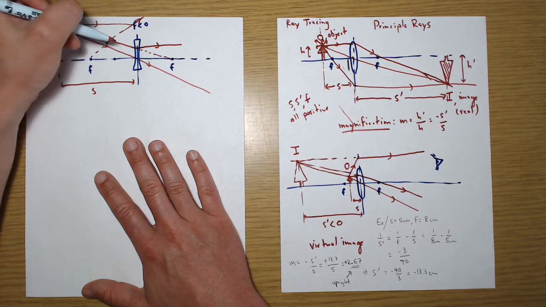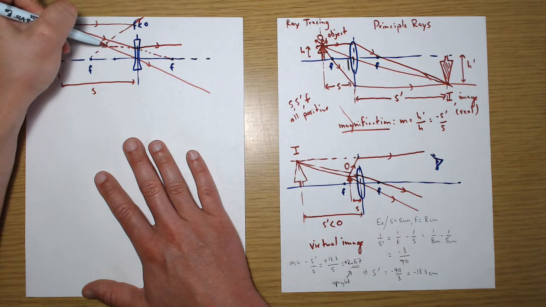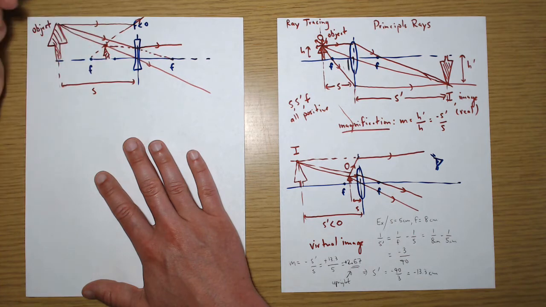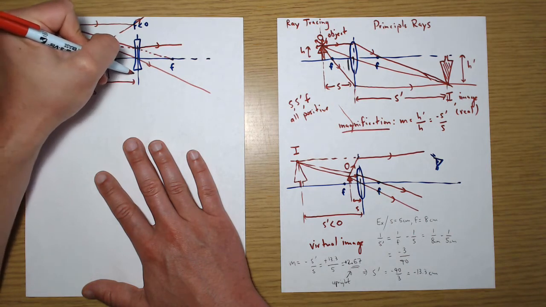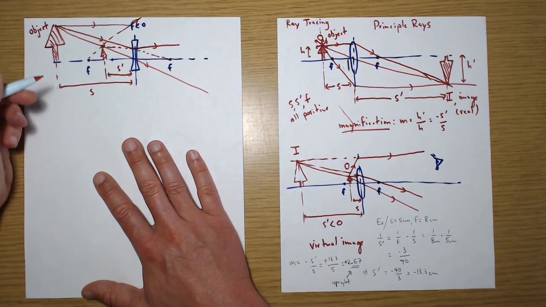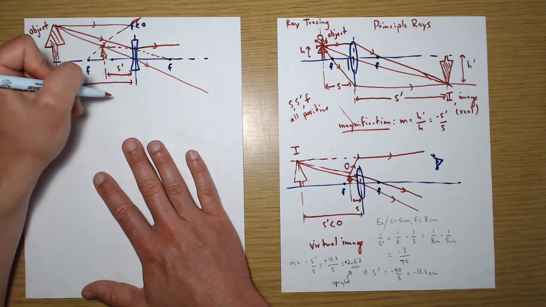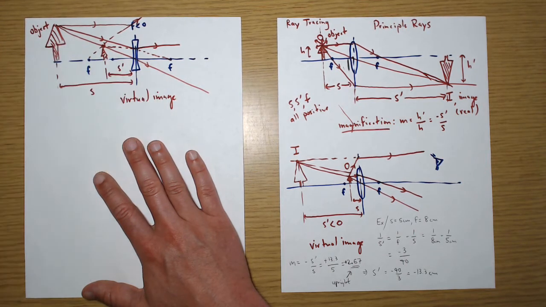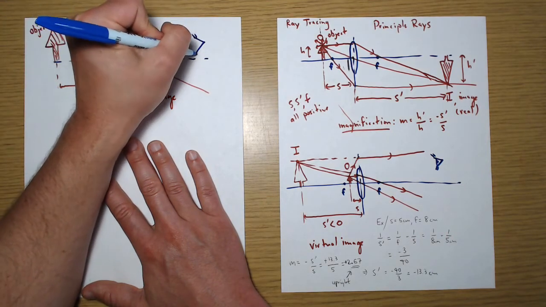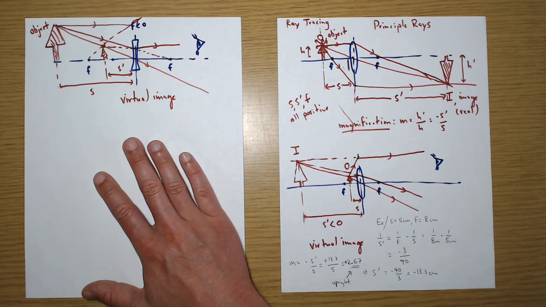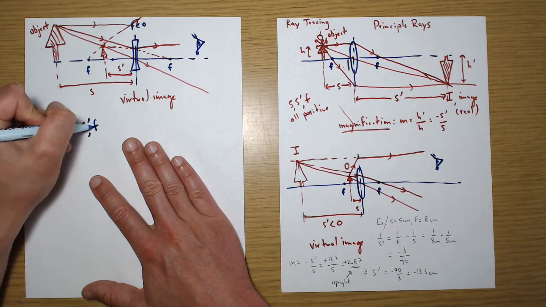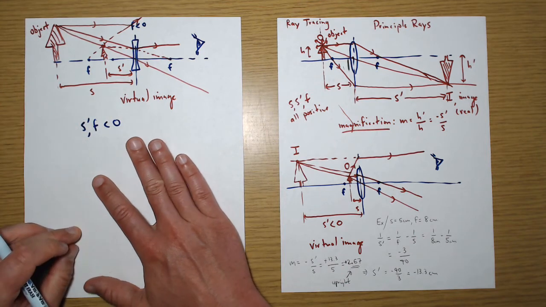And if I do that, I get this point right here where the rays all focus. So this is my image. And again, it is a virtual image, which can only be seen if you were an eye over here looking through the lens. Since S prime is on the same side as S, S prime is negative, but F is also negative as well. Okay.